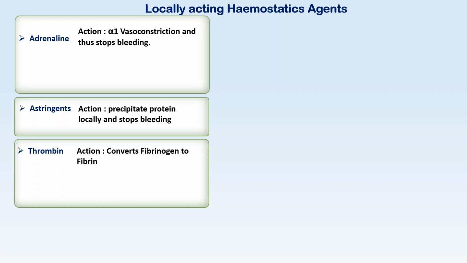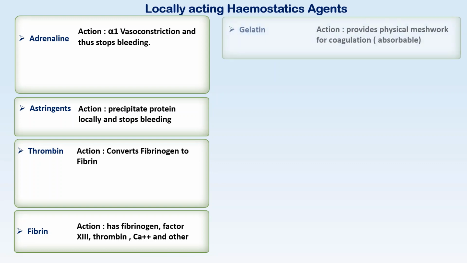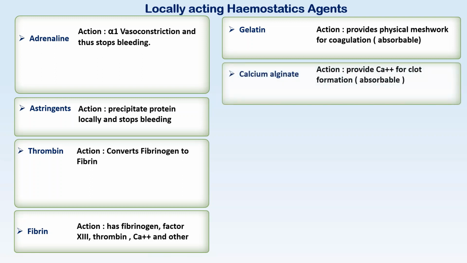Thrombin, which is a freeze-dried powder derived from the bovine or the human plasma, acts by converting the fibrinogen to fibrin. And about the fibrin, this fibrin itself has fibrinogen, factor 13, thrombin, calcium and other clotting components. And again about the gelatin, it produces hemostasis by providing a physical meshwork on which clotting can occur. This calcium alginate promotes coagulation by providing calcium for the clot formation, and it also promotes wound healing.